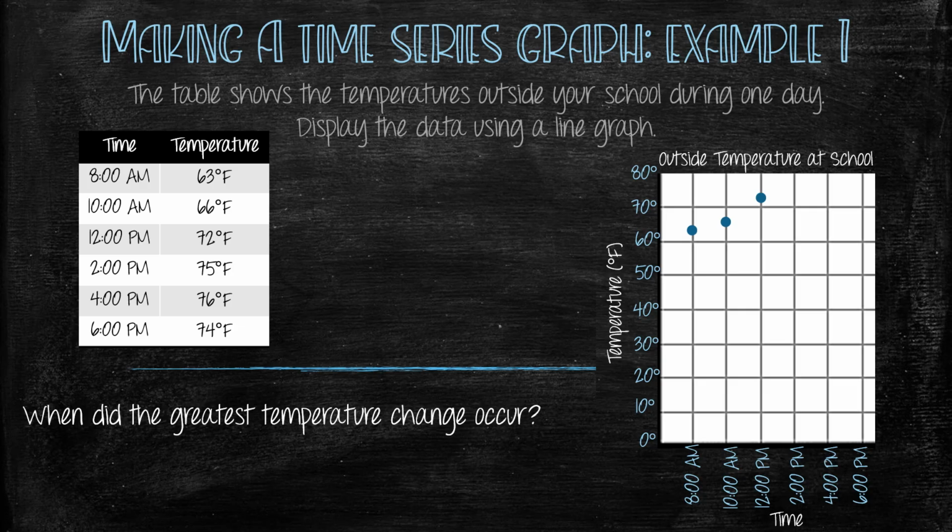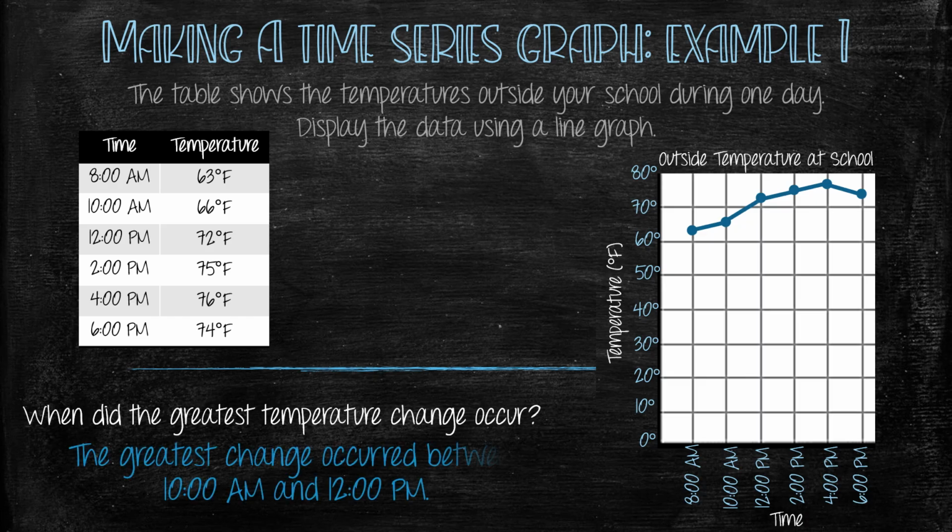2 o'clock is 75, so halfway between 70 and 80. Little bit higher at 4 p.m., that's 76 degrees, and then at 6 is 74. Connect the dots in order. When did the greatest temperature change occur? Well, that would be the segment with the highest slope. So that's between 10 a.m. and noon.